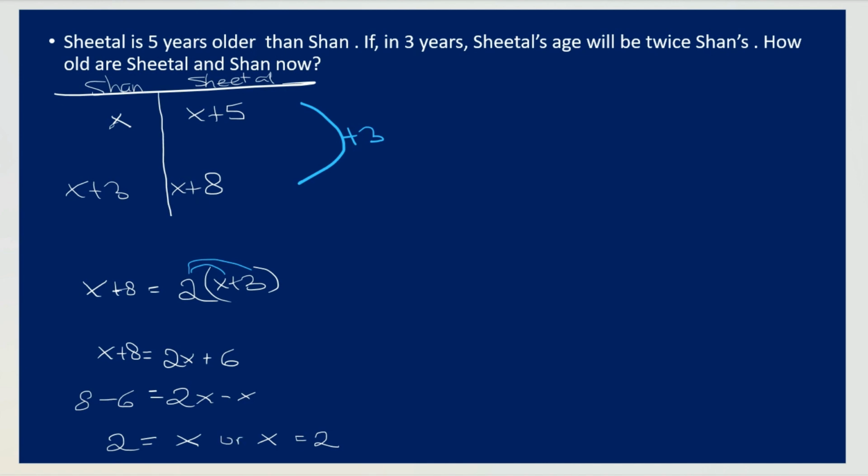Now, how old are Sheetal and Sean now? Okay, Sean. Here Sean is X, and right now X equals 2. And then Sheetal's age: here it said Sheetal's age is X plus 5. So that means 2 plus 5, which is going to be 7. And so that is our answer. Sean is 2, Sheetal is 7.